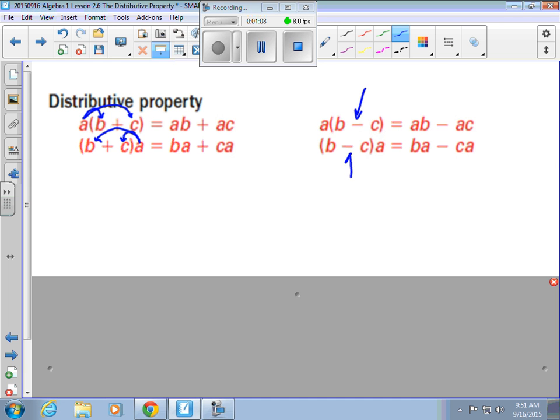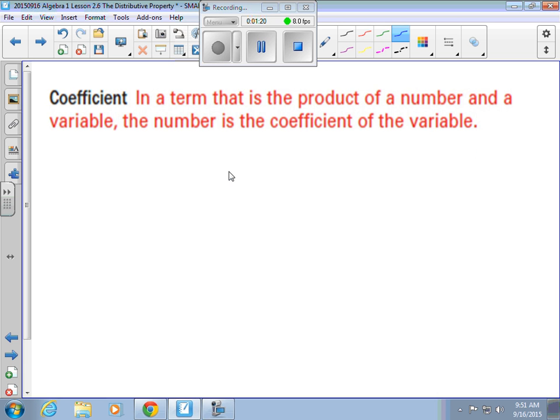That's what the distributive property means. It means to distribute the multiplication to every term inside of the parentheses, not just one. Make sure you multiply it by every term.